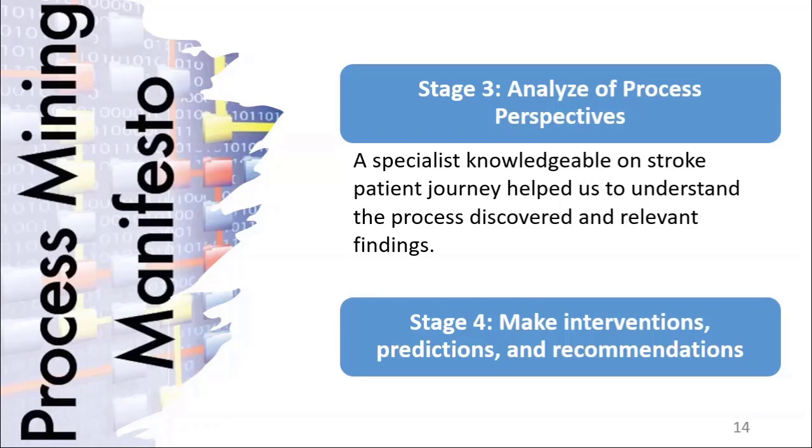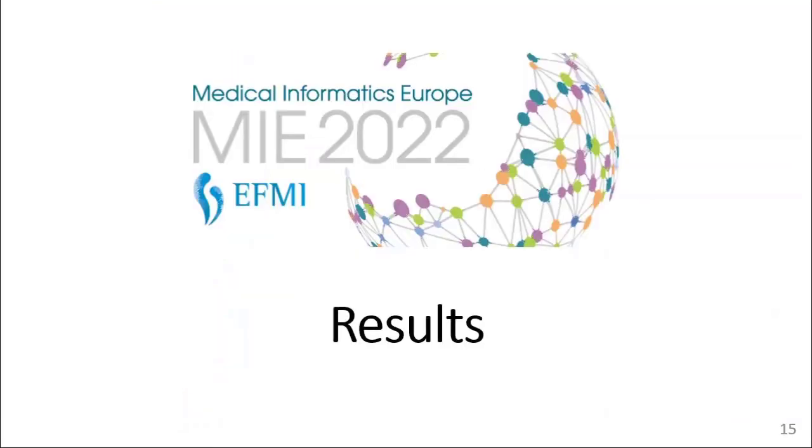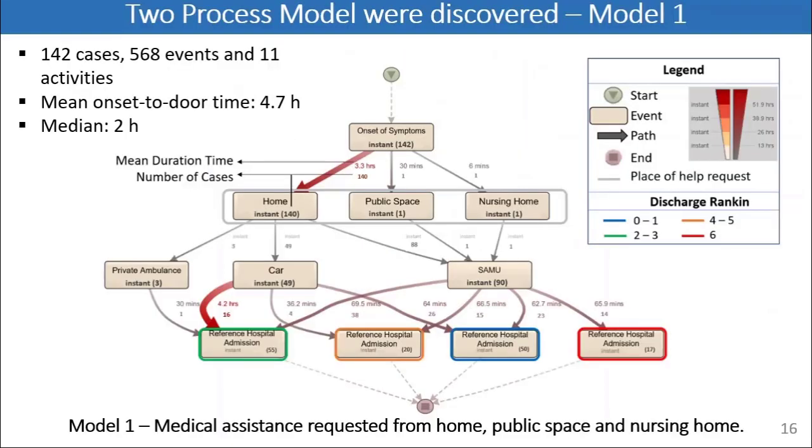The models discovered in Stage 3 could then be used in Stage 4 for making interventions, predictions, and recommendations. The results of Stages 2 and 3 are presented in the next section of this presentation. Finally, I am going to present the results of this study. Two main process models were discovered.